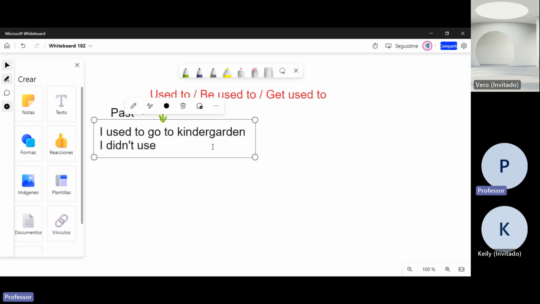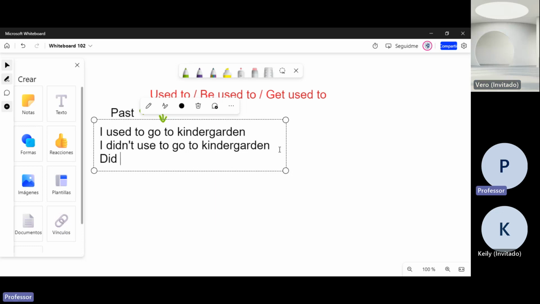In this case, as we have the auxiliary "did," we are not going to use the letter D on the verb "used." The verb goes to its base form. Okay, "I didn't use to go to kindergarten." Okay, and obviously, if I wanted to do a question, it would be exactly the same, right? "Did I used to go to kindergarten?"